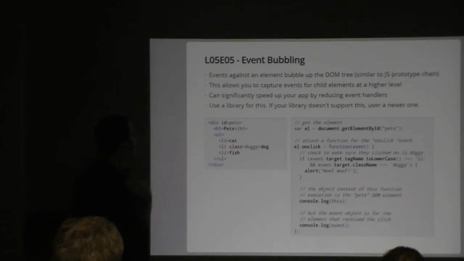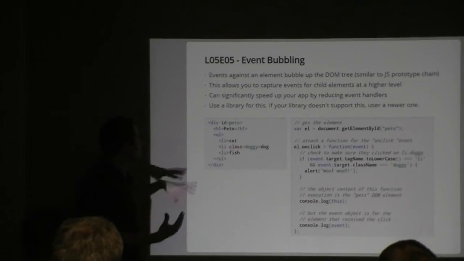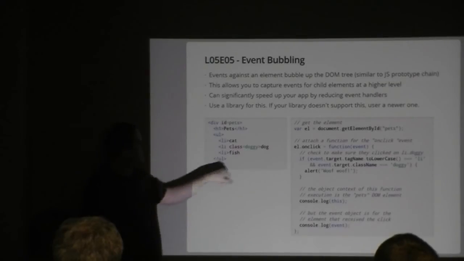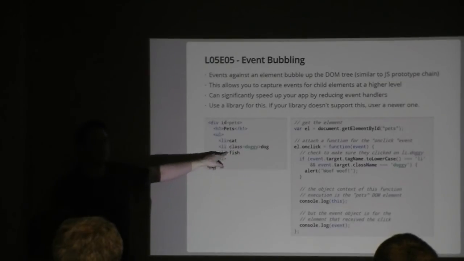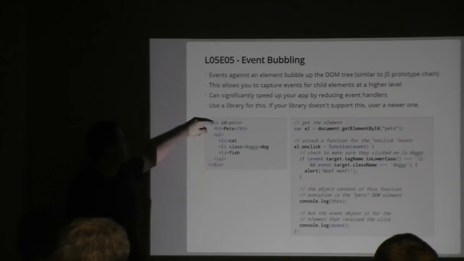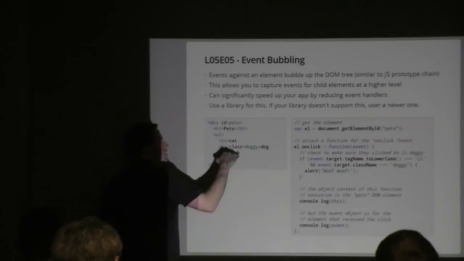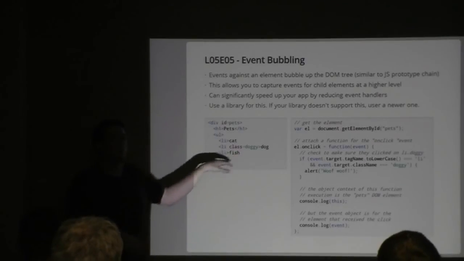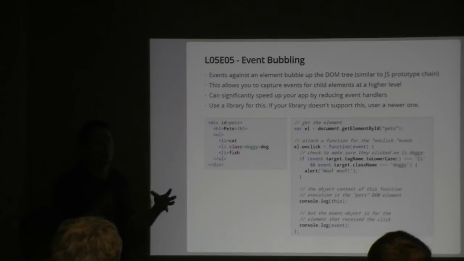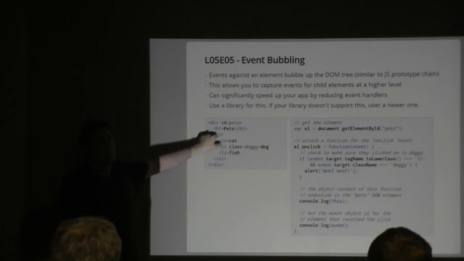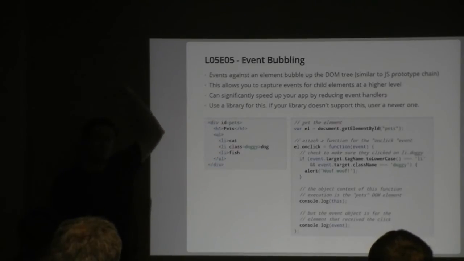Okay, event bubbling. So when you click on the slide we have a little H1 in the list. If you click on fish, and you have an event handler attached to pets, what the browser will do is take the event on this element and look for a handler for it. This is real similar to what happened with the object prototype. If it didn't find one, it will roll up to the next one, the next one, the next one, all the way up to HTML.